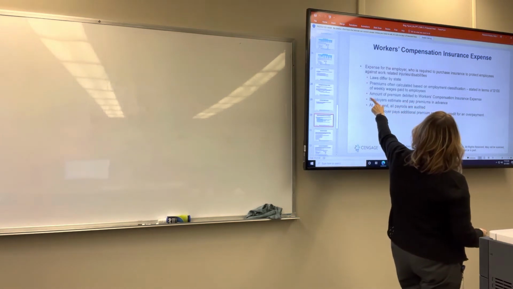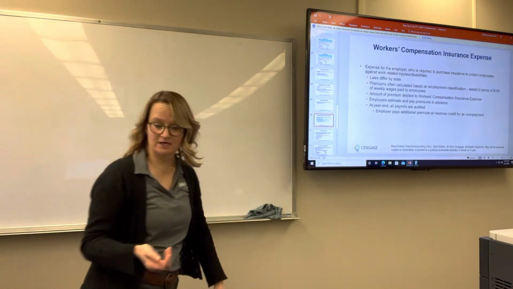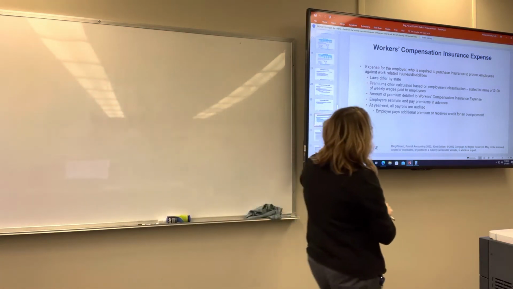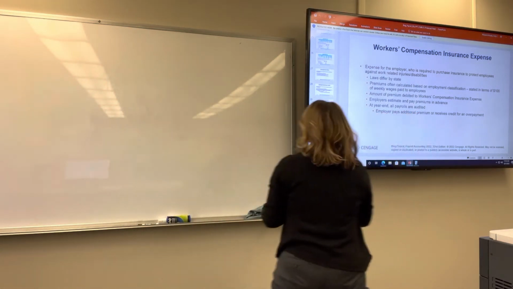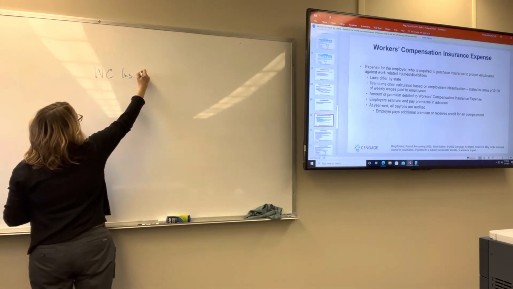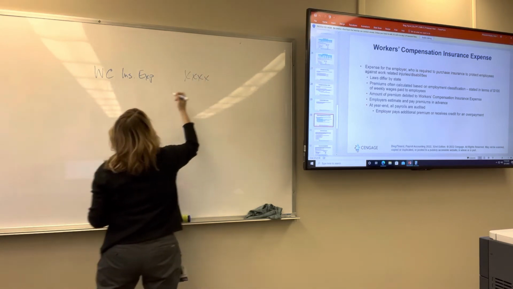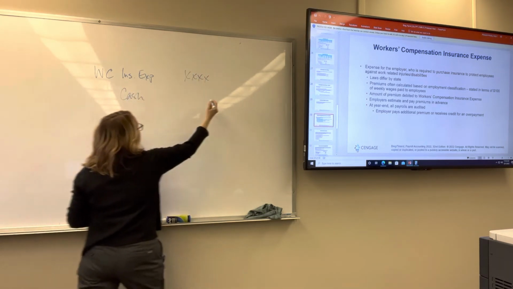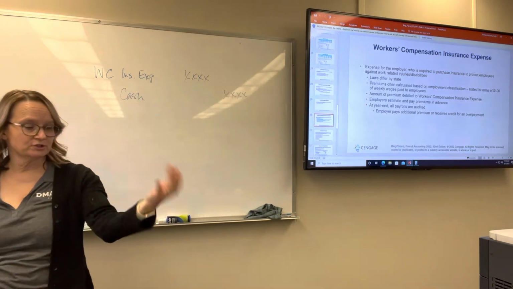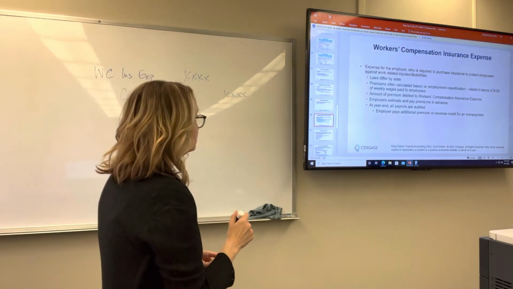So when the amount is actually paid, we've got our expense account, workers' compensation insurance expense. So workers' comp insurance expense, we're going to debit it. And then we've got cash going out, so we're going to credit the cash at the beginning of the year. We're going to just go ahead and pay it at the beginning of the year, and then that adjustment is going to come at the end of the year.